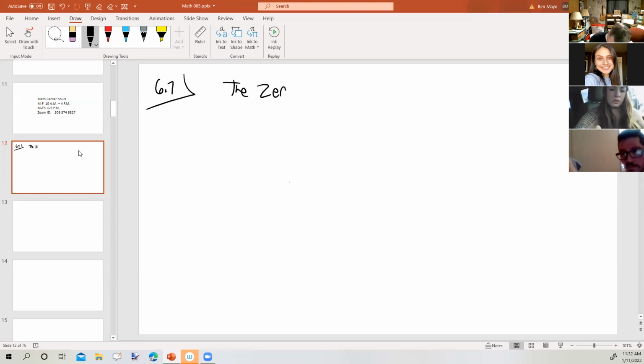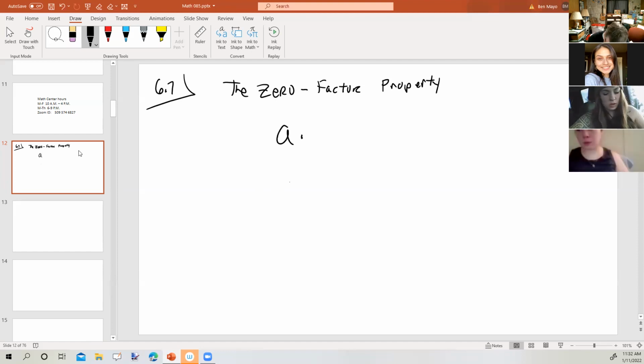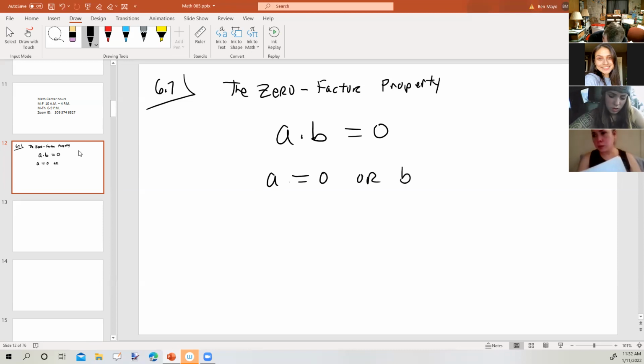The zero factor property. Basically, what that is, I guess there's a hyphen there. What that is, it says that if you have A times B equals 0, so you have a product equal to 0, then either A equals 0 or B equals 0 or both A and B equal 0.